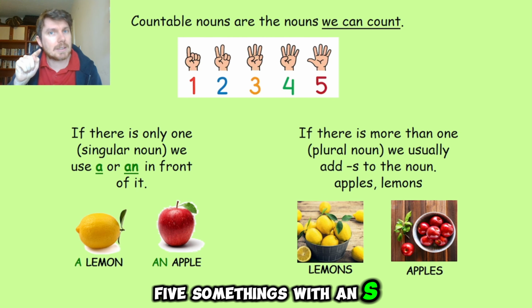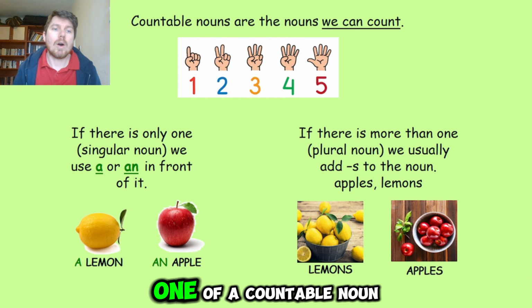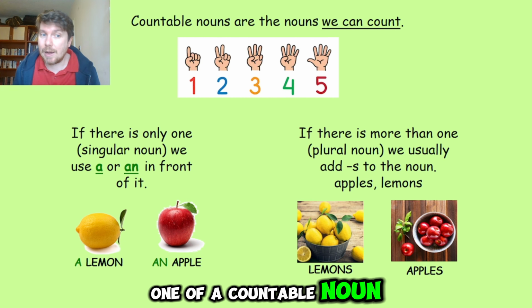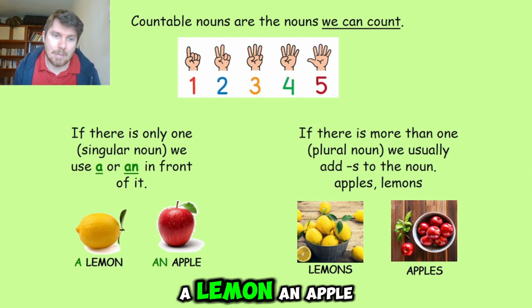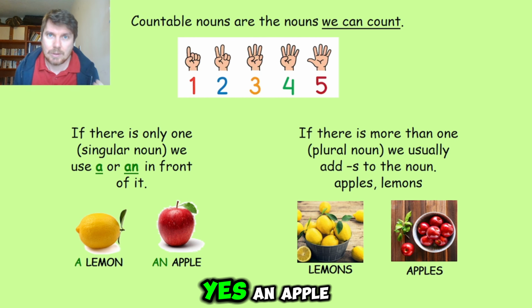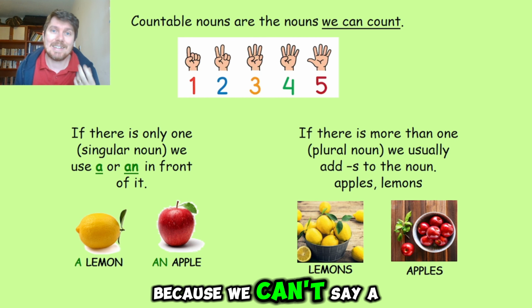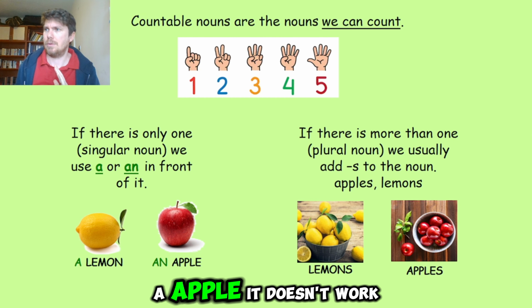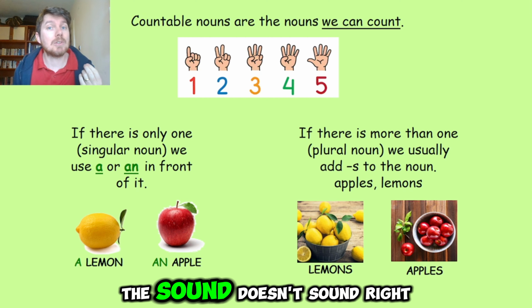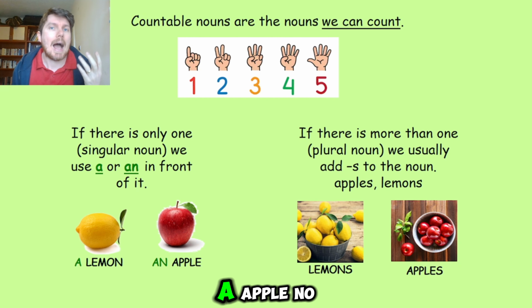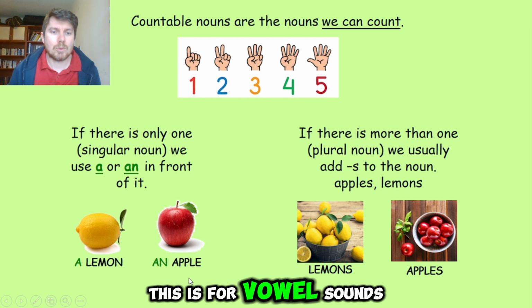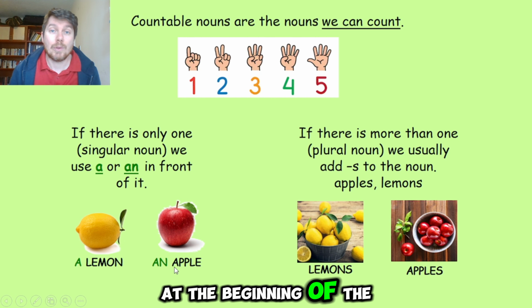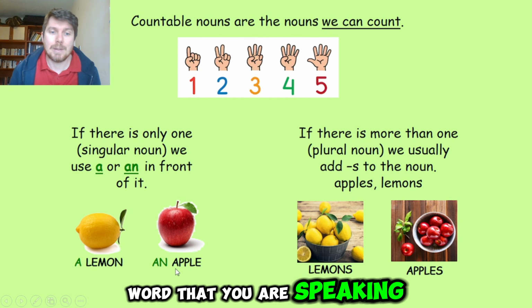somethings with an S. So if there is only one of a countable noun, we use a or an in front of it. A lemon, an apple. Yes, an apple because we can't say a apple. A apple. It doesn't work. The sound doesn't sound right. A apple? No. An apple. Perfect. So this is for vowel sounds at the beginning of the word that you are speaking about.